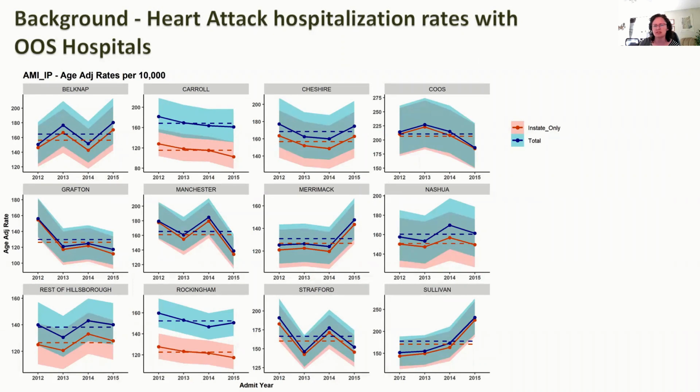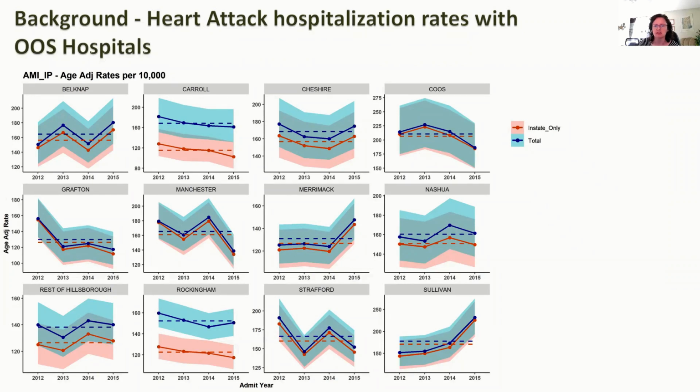Here's an example of age-adjusted rates for AMI, or heart attacks, hospitalizations by New Hampshire county. So each graph here is a county of patient residence. The x-axis has years from 2012 to 2015, and the rate is on the y-axis. The red line shows the rates when we only use hospitalizations that were at New Hampshire hospitals. And the blue line shows the rates when we also include hospitals from our neighbors.